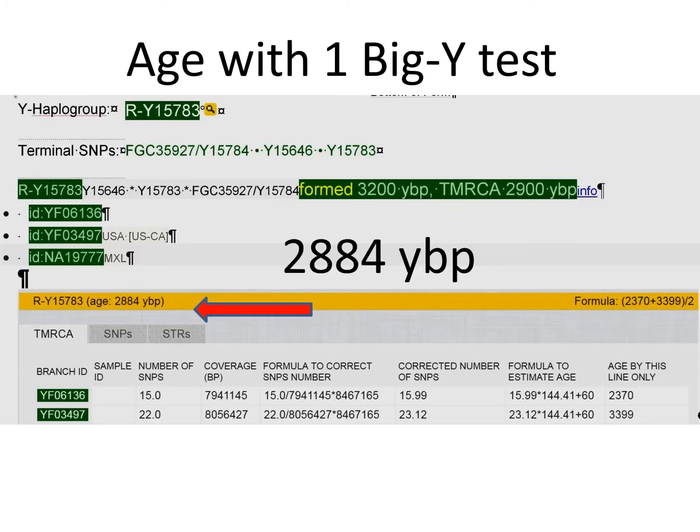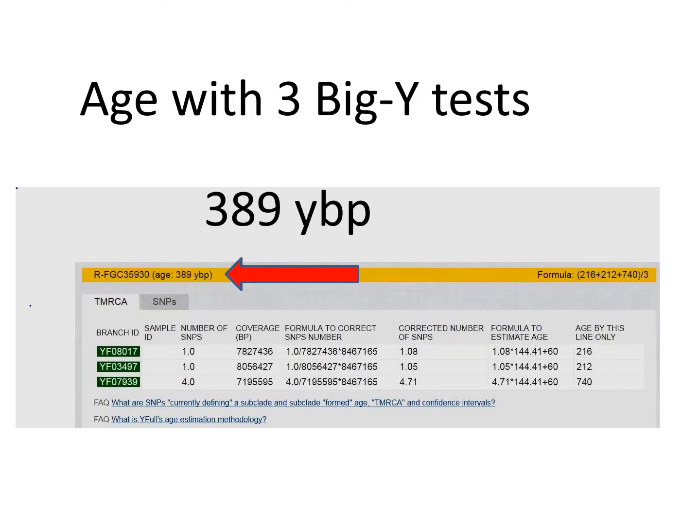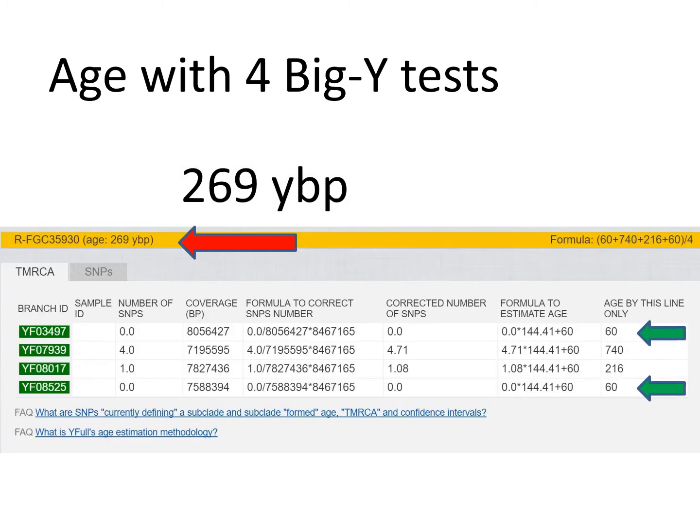And let's look at just what the Big Y gave for my study. With one person testing the Big Y, just me, it shows on this chart that my most likely common ancestor is back 2,884 years before present. With 3 Big Y tests, it's 389 years before present. You see, it came way in closer. And with 4, it comes into 269 years.